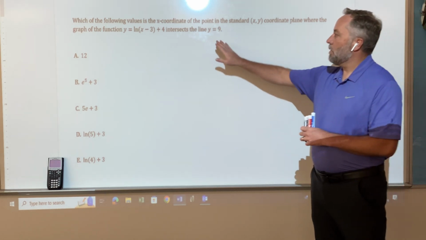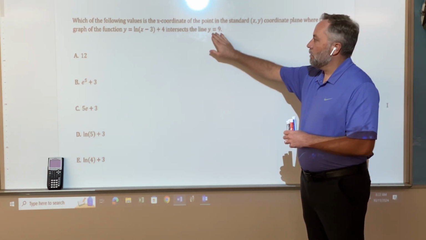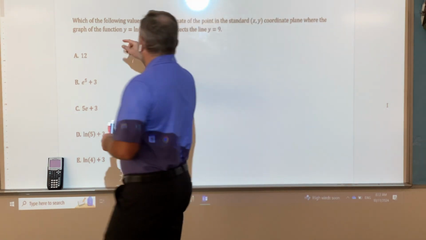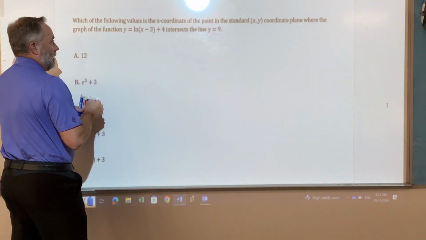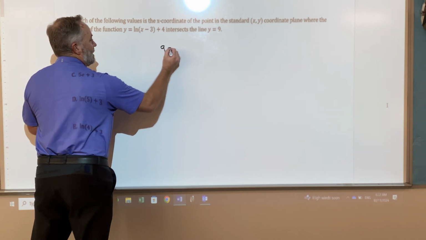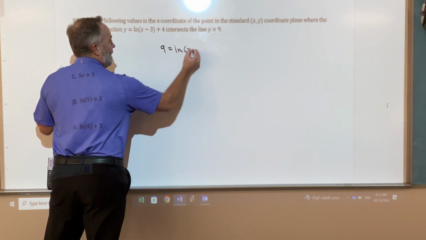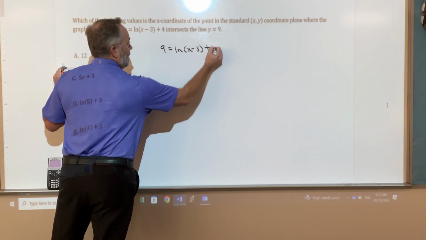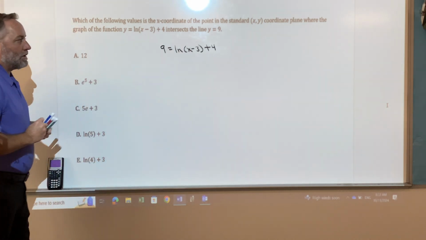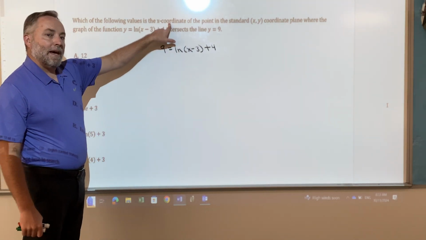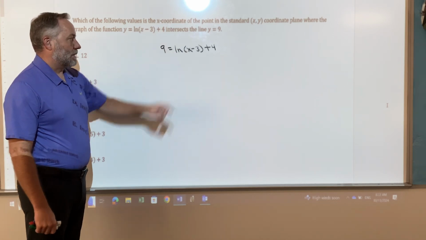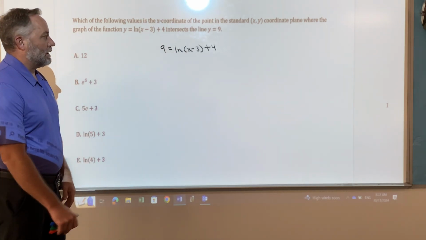I'm going to just show it where we plug in the value y equals 9 into this equation. So when does this equal 9 would look like the following: 9 is equal to natural log of x minus 3 plus 4. Just like most equations, we're trying to solve for the x-coordinate, or just get x alone. So let's undo everything that's being done to x.